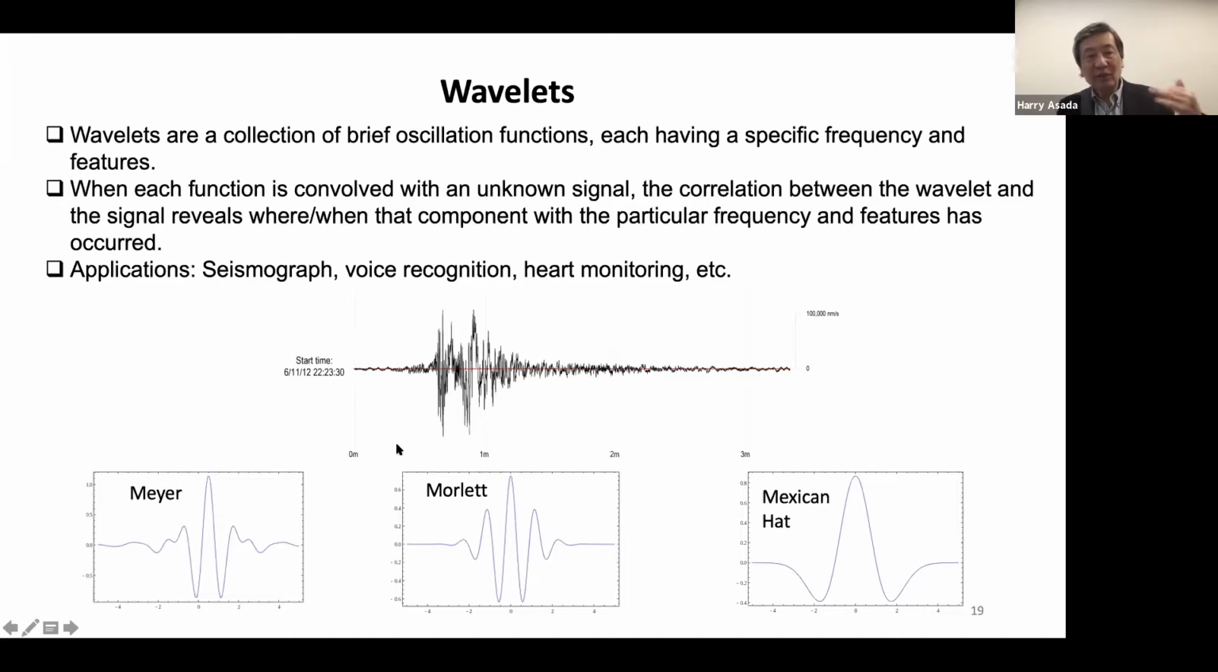And then they use the correlation method to find the correlation between the unknown signals and the building block signals. So you can interpret the signals: actually some particular mode of frequency component did occur at such and such a time, and where that happened, and what are the components involved in that frequency component, and then particular features can be extracted from that. That's wavelet. Okay.